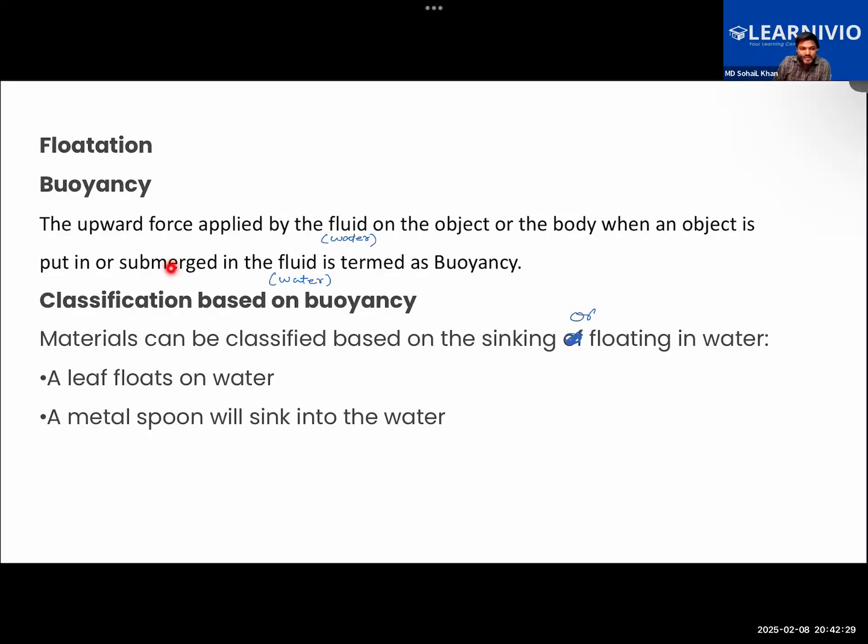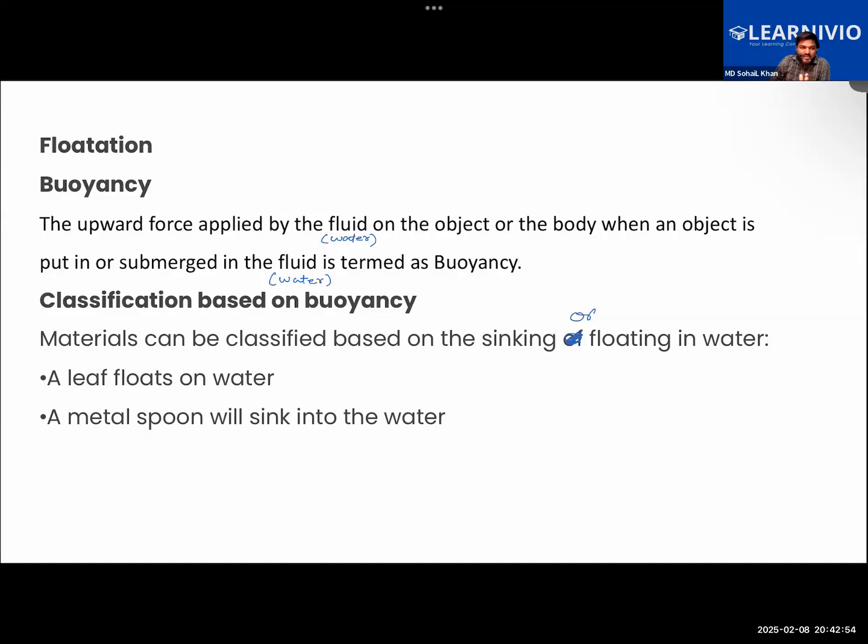Buoyancy is the upward force applied by the water on the object. When we go into the water, we feel an upward force applied on our body. So the upward force applied by the water on the object or the body when an object is put in or submerged into the water, that is called buoyancy.